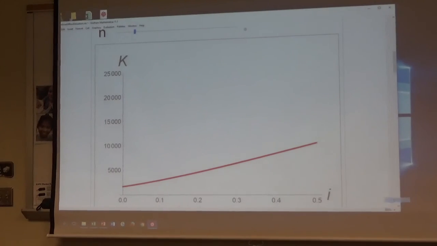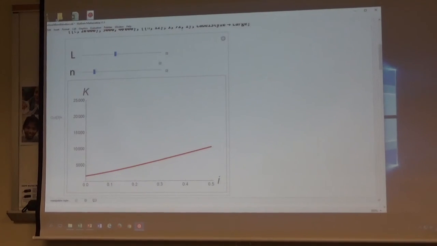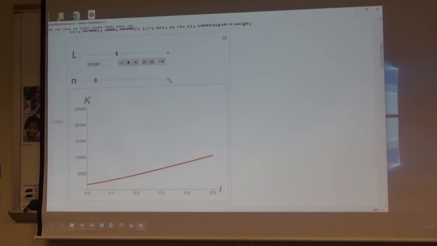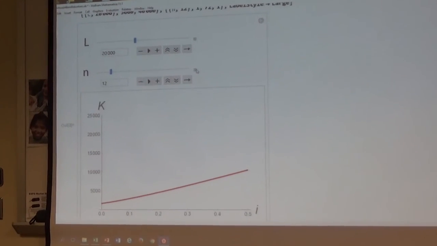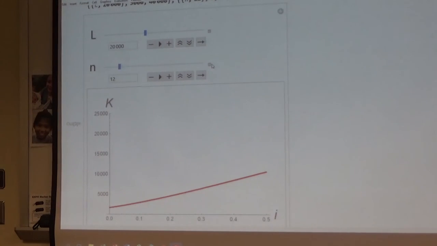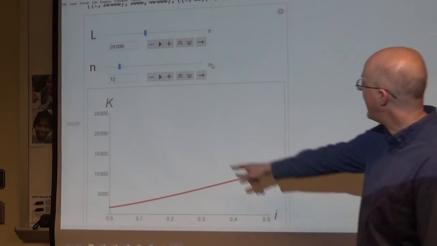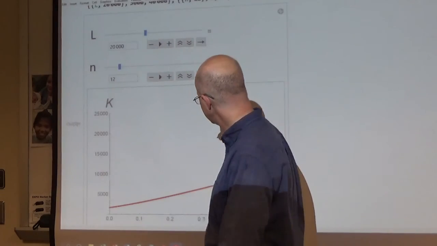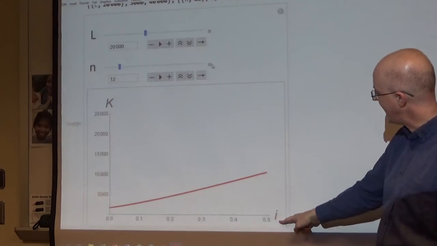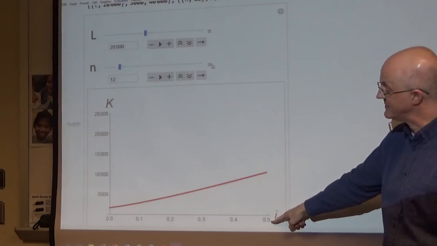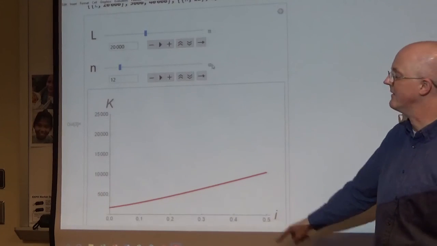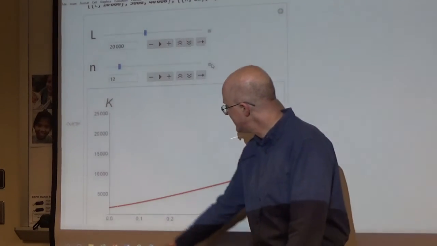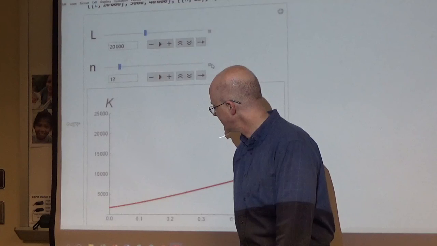Let me make this a bit smaller. So I've got the value of L set to 20,000, the value of N set to 12. So this would be 12 monthly payments, say over a year. You're paying back maybe a car loan over a year. And I've got the payment amount per month, K, and there's going to be 12 of those payments as a function of the interest rate I. Now, I goes out to 0.5, a 50% interest rate, which would be really high. You would never want to have a 50% interest rate that you're paying. More typical rates would be between 0 and 10%.